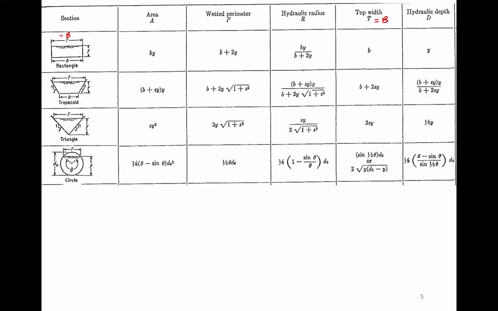So for rectangular shapes, there are a couple of things used to define the shape. The first one is area, very easy. Depth multiplied by width, b times y. And that's very straightforward. Then we have the wetted perimeter. So I'm going to start writing them here. So A is area, the first column. Then we have the wetted perimeter.